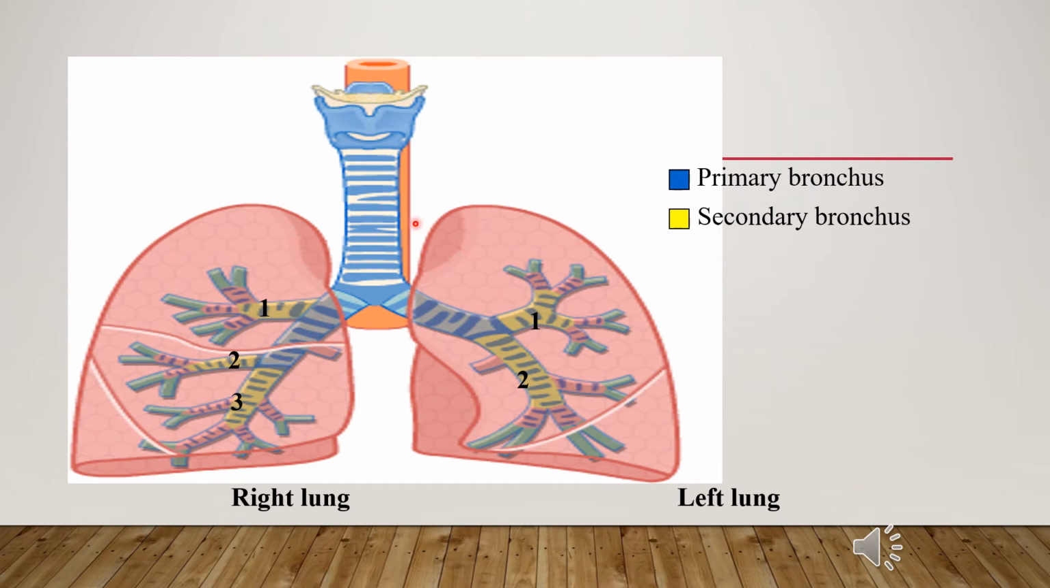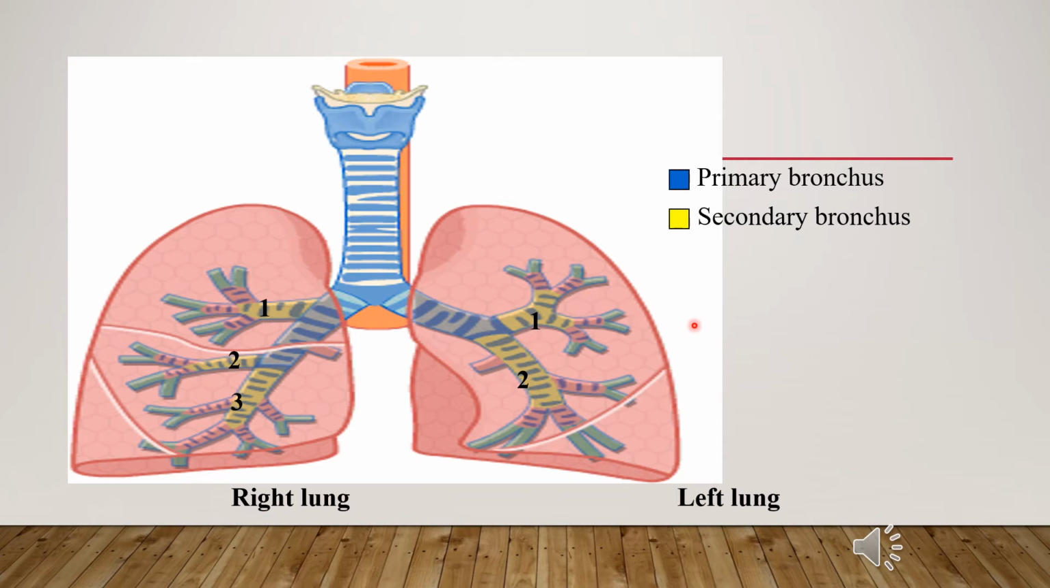This figure shows the trachea, and these two are the primary bronchi, blue colored. Further, the primary bronchus divides into three secondary bronchi, 1, 2 and 3, the yellow colored. On the right side, it divides into three secondary bronchi, and on the left side, as there are two lobes, it divides into two secondary bronchi, this one and this two.